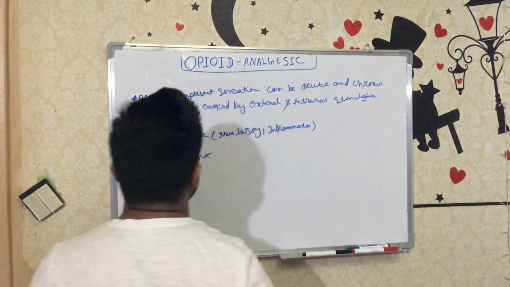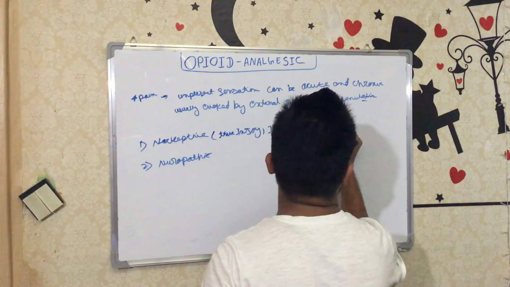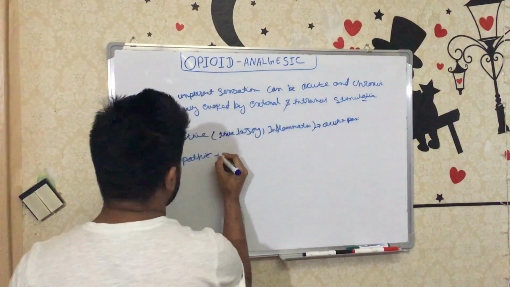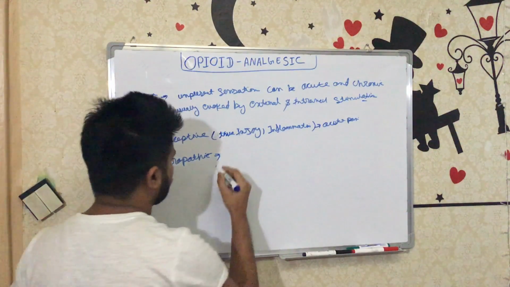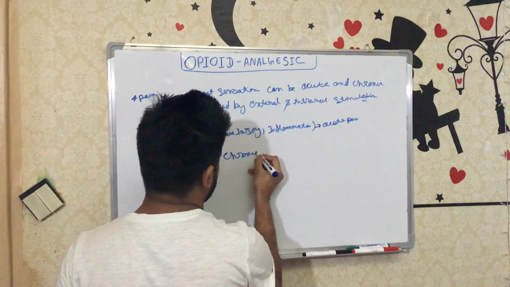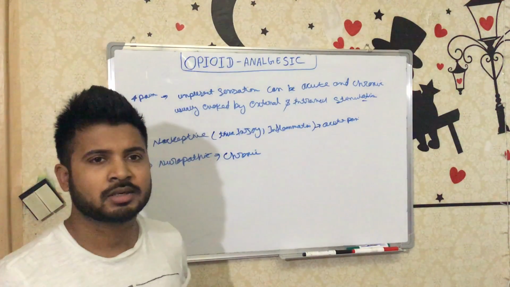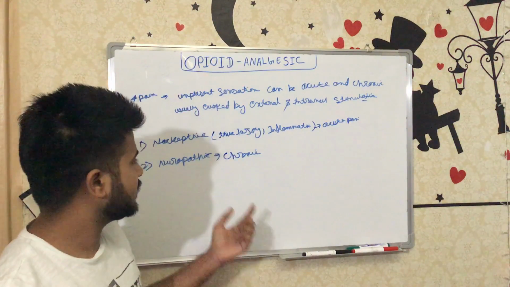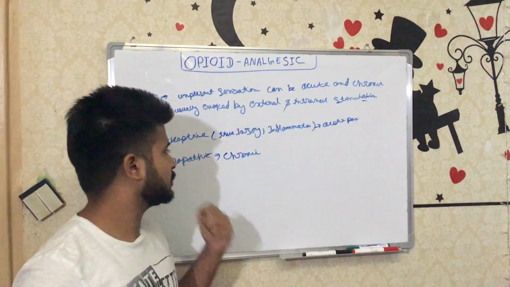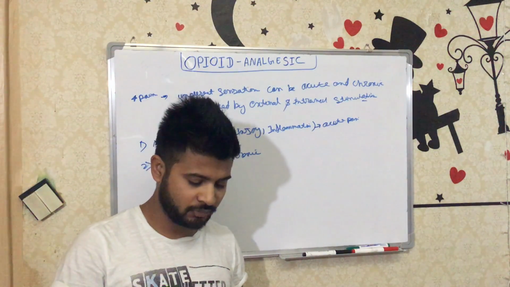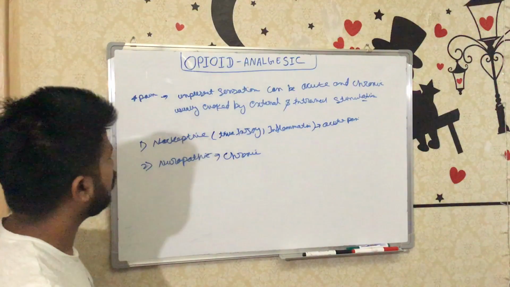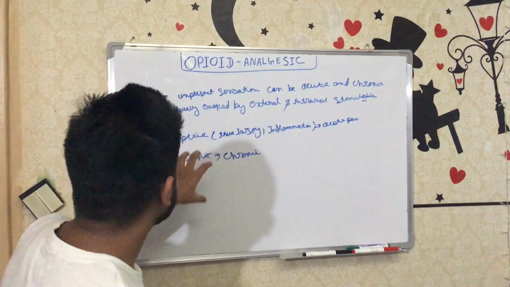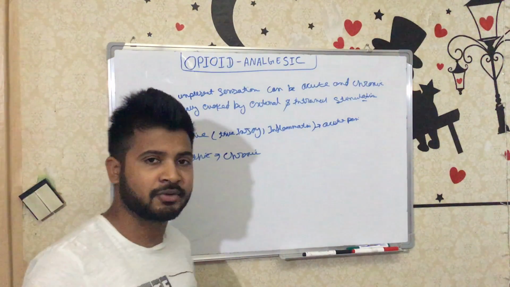Mostly this pain belongs to acute pain. But neuropathic pain is mostly chronic pain, for example due to cancer or malignancy, the cancer pain. So in these conditions it is neuropathic pain, a chronic pain. So opioid analgesics mostly help neuropathic pain, or chronic pain.